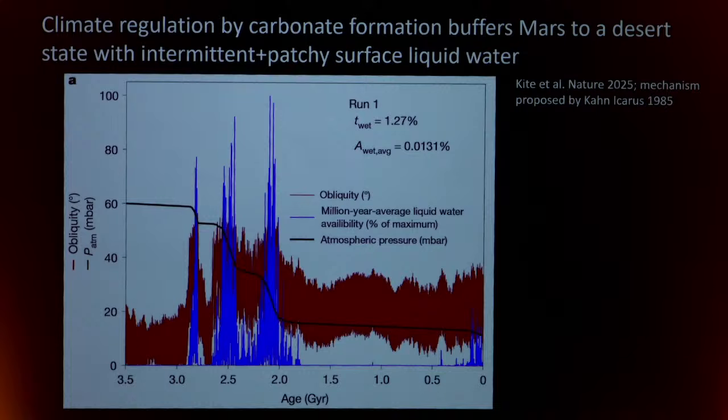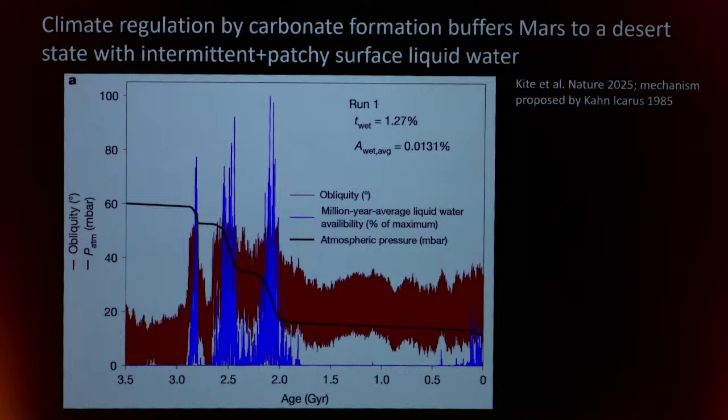Also, these blue lines are million-year averages. So if you zoom in, the model, which resolves individual orbital cycles, shows that these are actually many small blips of liquid water availability. And so the time during which there is any liquid water availability for this run is only 1.27% of the planet's history, so it's very intermittent. And the area of the planet, the space-time area that has liquid water, is an even smaller number, 0.01 weight %. So how can this be enough to make a difference to the planet's atmospheric pressure?